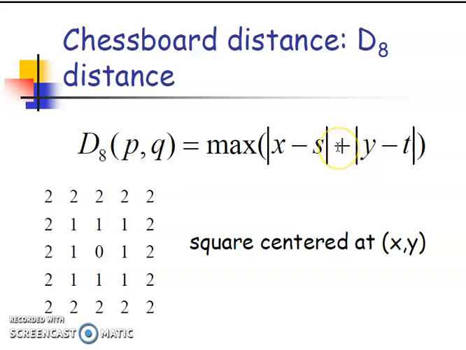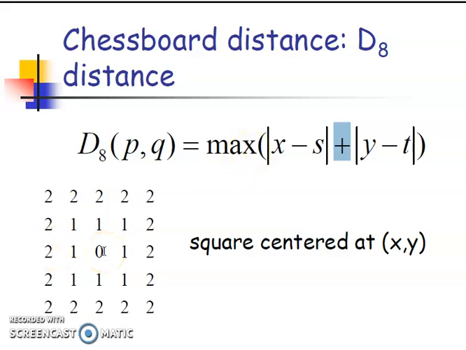Actually, here it should not be plus, there is a correction: a comma should be there. So we have to consider the maximum value between mod of x minus s and mod of y minus t. Note down the correction: instead of the plus sign, the comma should be present. So the D8 distance is given by this formula.